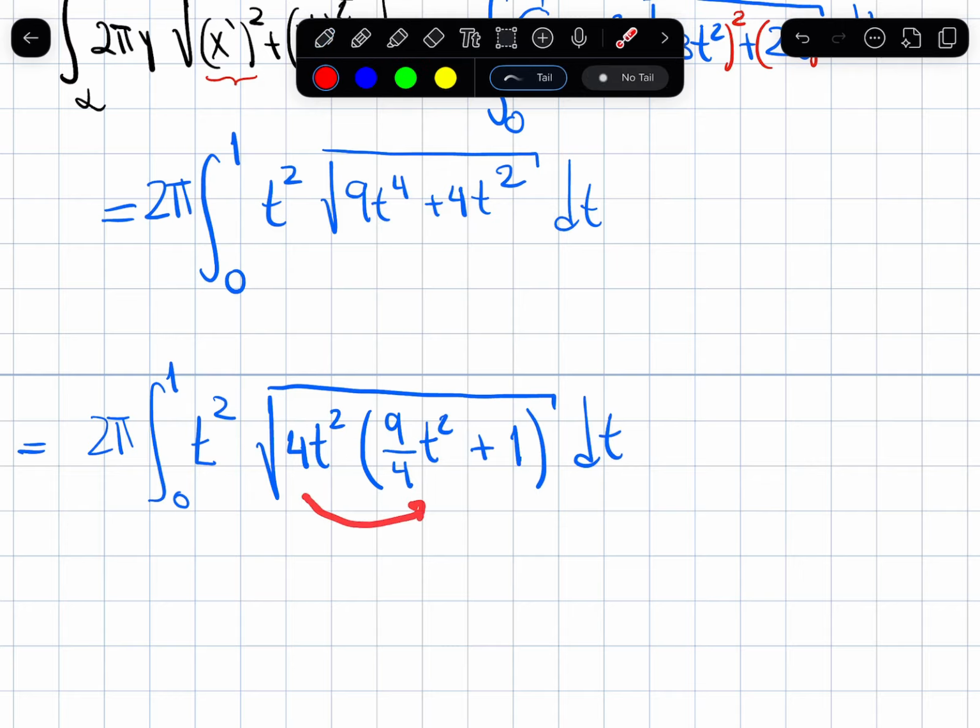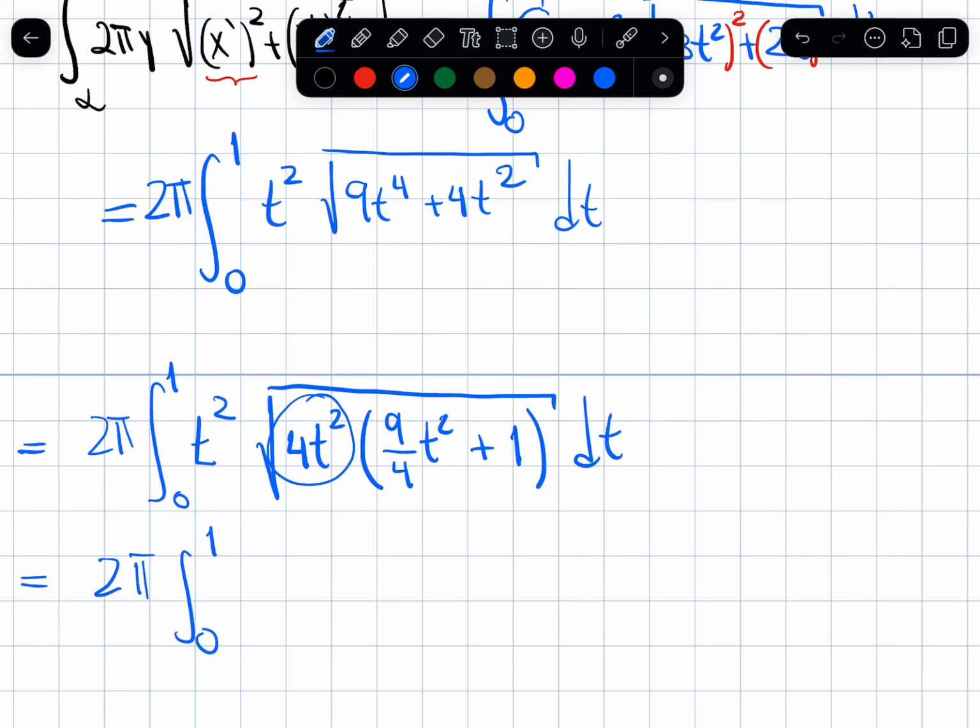If you multiply this by this, the 4's cancel. And then the t's multiply to give me this. And then if you multiply this, you go back to what you had before. And now I get to bring this entire thing out to get that this is 2 pi, 0 to 1, 2t cubed root of 9 over 4t squared plus 1.